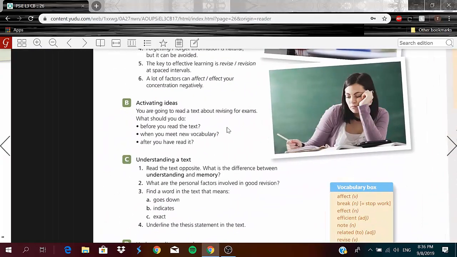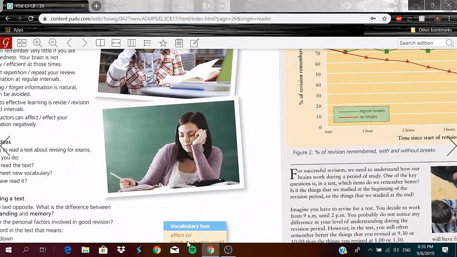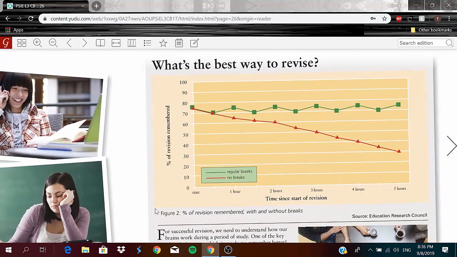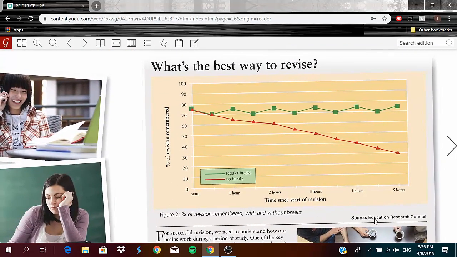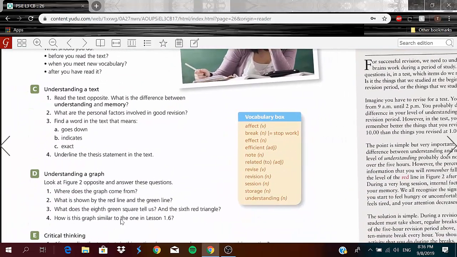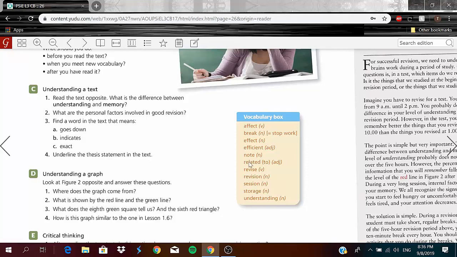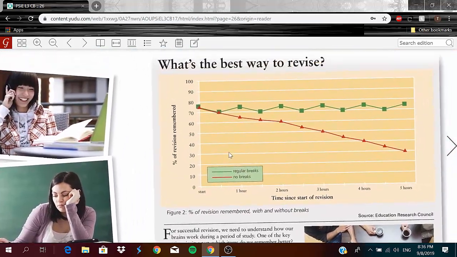So let's take a look again. Where does the graph come from? And for that, here we have the source. So I'll say the graph is from the Education Research Council data. Okay? And what is shown by the red line and the green line? So let's take a look at the different lines. We have no breaks, red line, and regular breaks, green line. So I'll say red line equals no breaks and green line equals regular breaks.